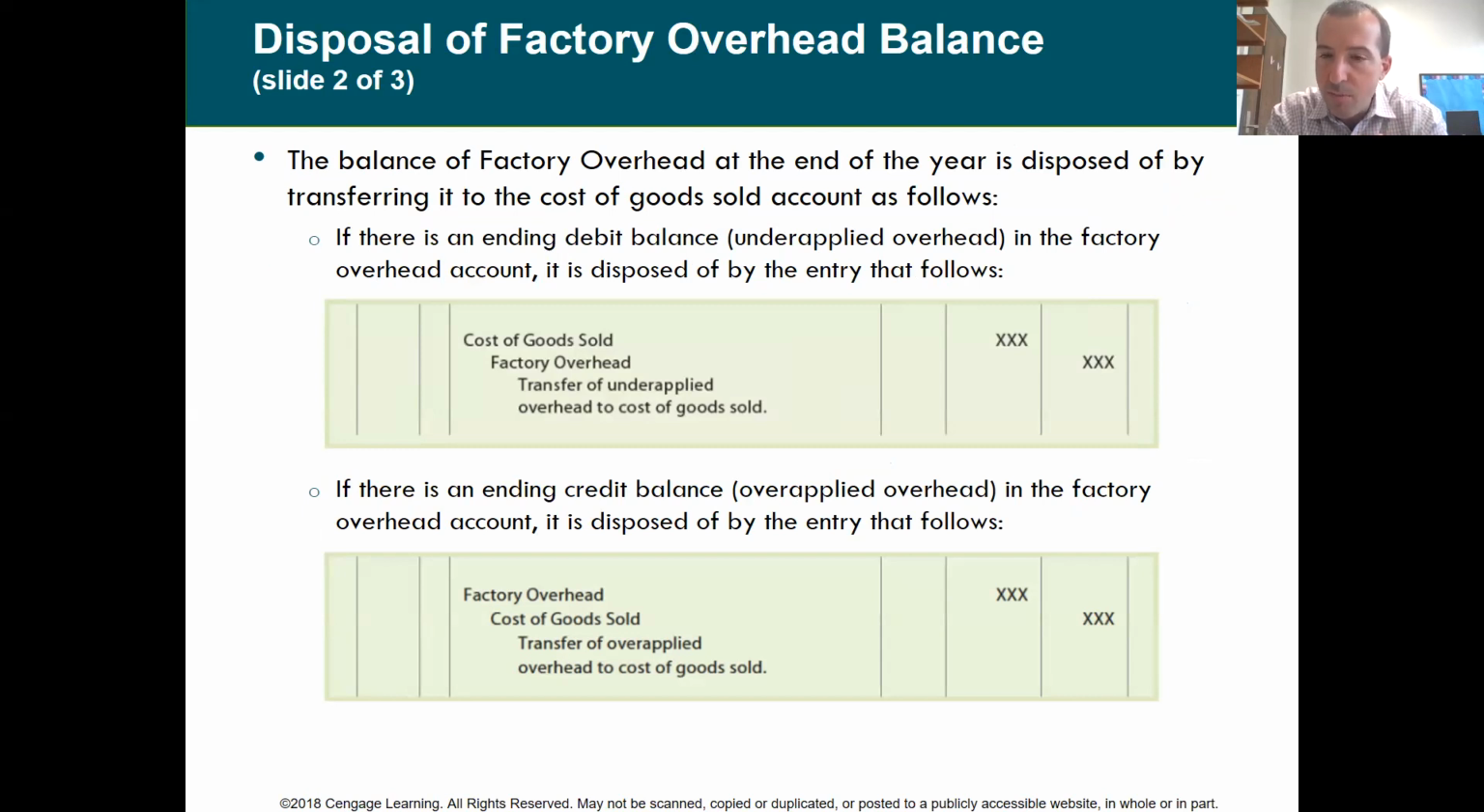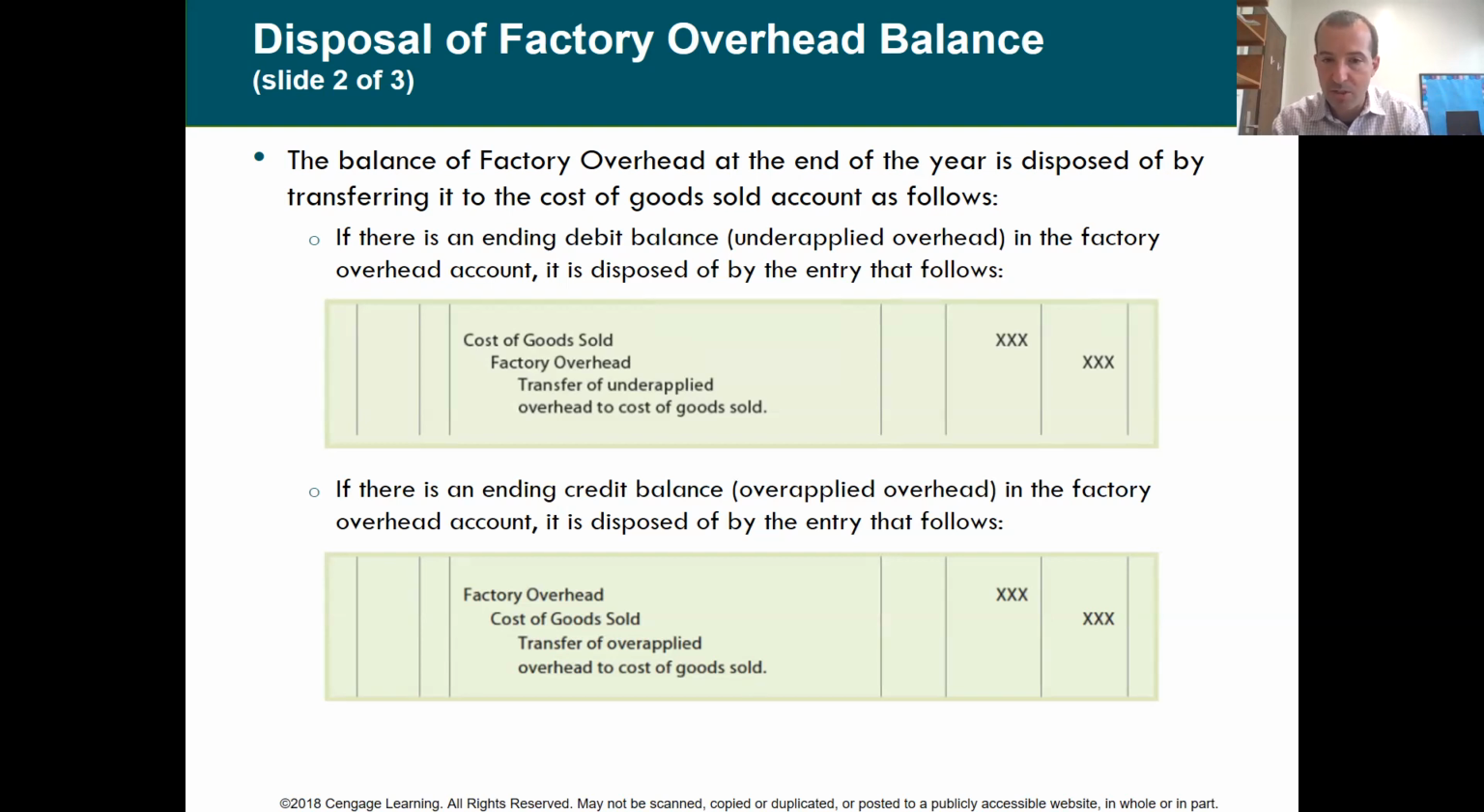So if we're under applied, meaning we have a debit balance in factory overhead, we need to close out that factory overhead account at the end of either the calendar or the fiscal year. Before we can go from one year to the next in the accounting records, we need to close out this factory overhead, right? So if we have a debit balance and we're under applied, we have too much actuals than we applied, we need to close the account out by debiting cost of goods sold, which is an expense on the income statement, and crediting factory overhead.